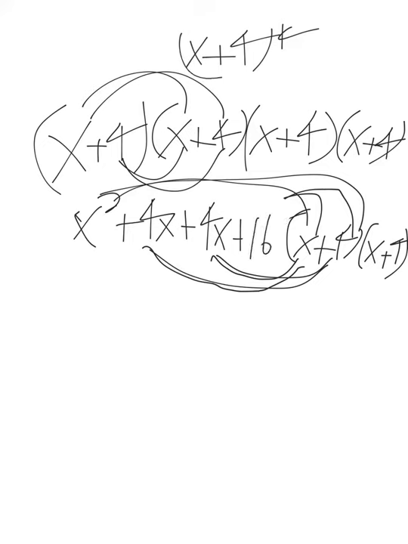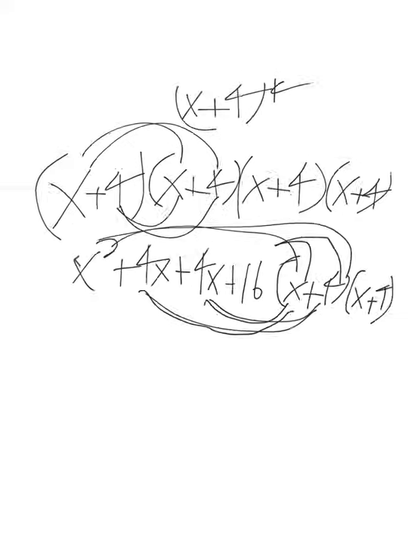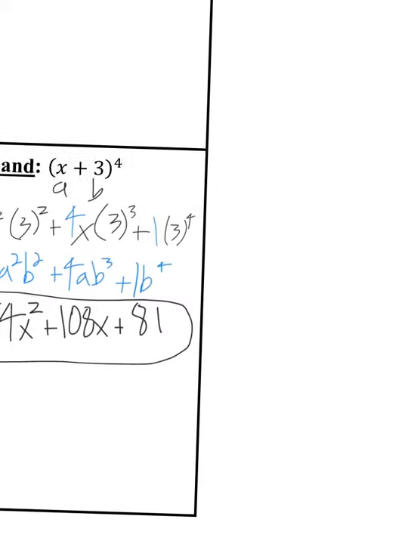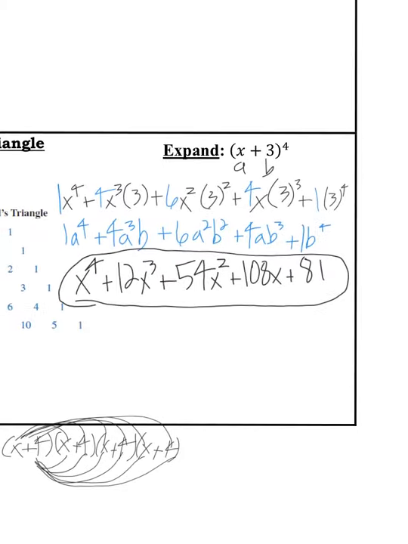And then you have to distribute everything to this. So x squared times x, 4x times x, 4x times x, 16 times x, and then everything times 4. And it just gets a little ridiculous. There's a lot to write down. So I didn't even really finish doing that because it's way quicker to do this.